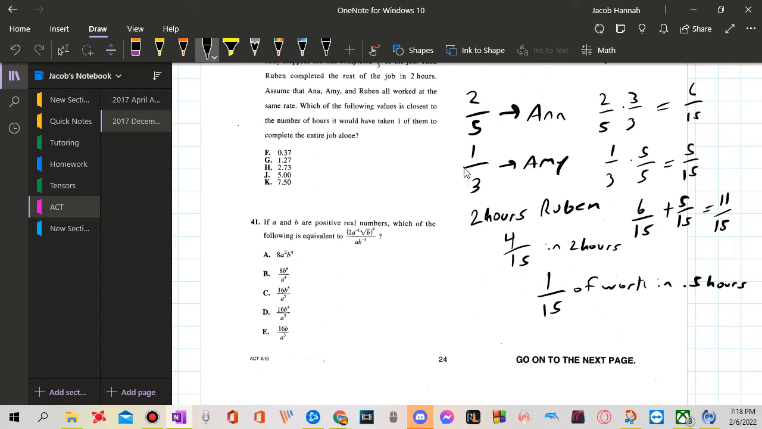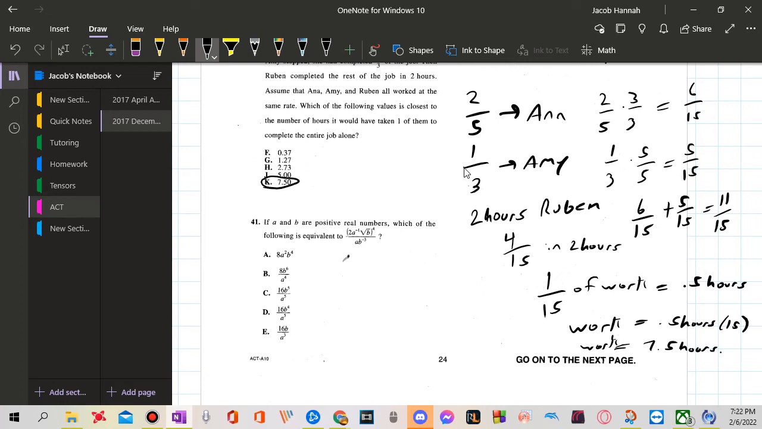So let's times 0.15. So this is 1/15 of the work. So if we multiply both sides by 15, here, hold on, this. So 1/5 of the work equals 0.5 hours. So if we do, work equals 0.5 hours times 15, then the work equals 7.5 hours total to complete roughly. So the answer is K.